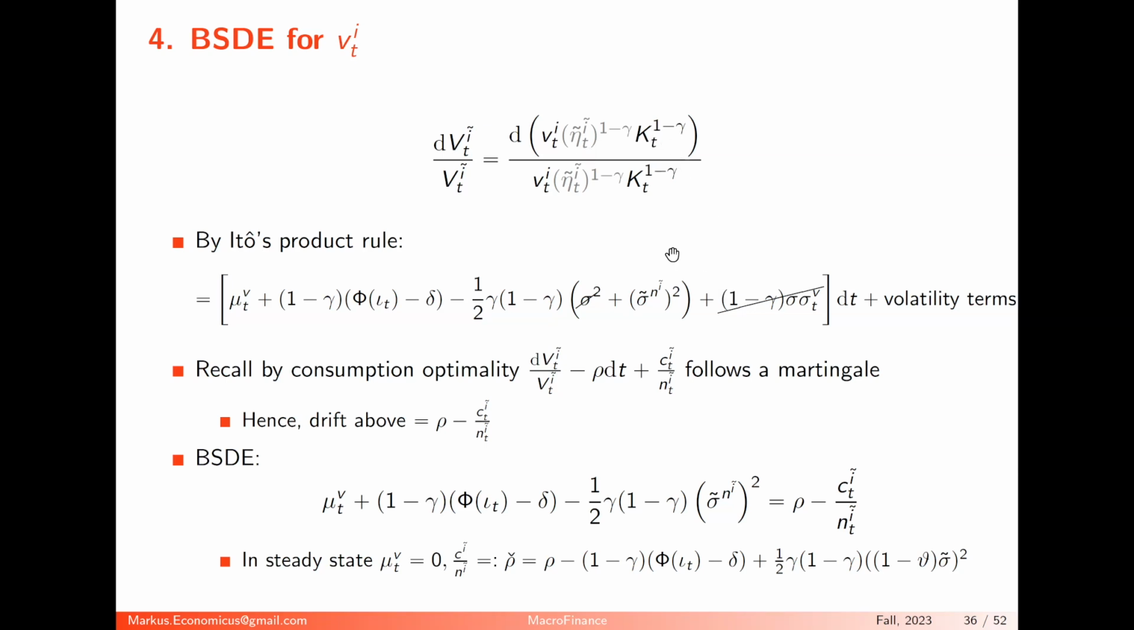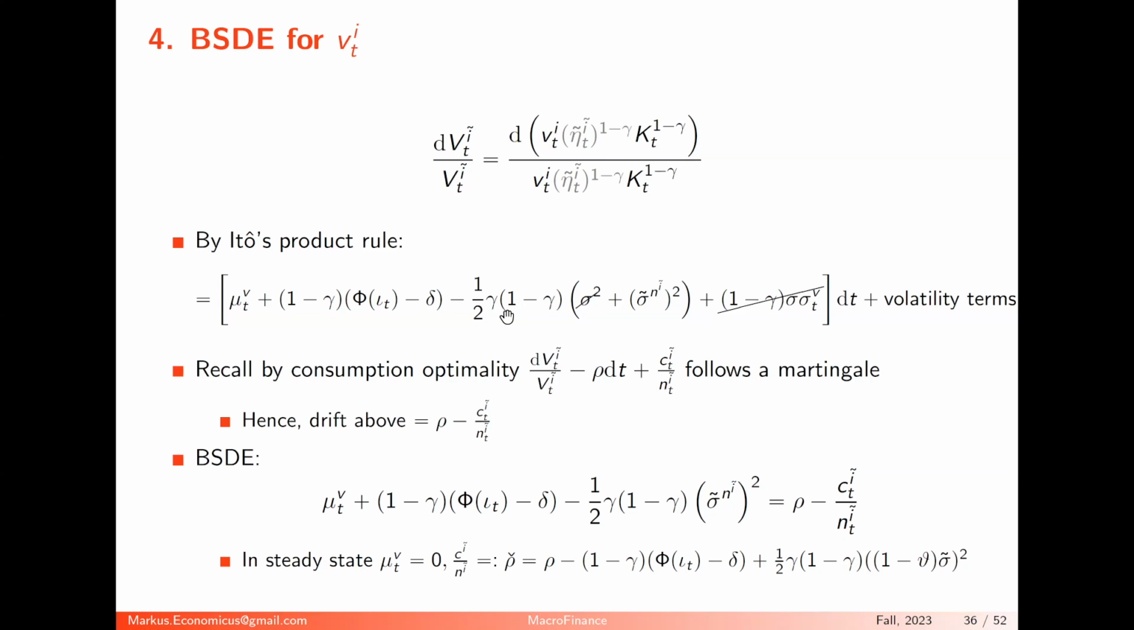And I have this 1 minus gamma. So there's 1 minus gamma here. And that's from the product rule, how these two guys move with each other. Okay, and the K grows at this rate. So that's my total drift. And I have this Ito term floating around. And then I have some volatility terms. I'm mostly interested in this Ito product term.